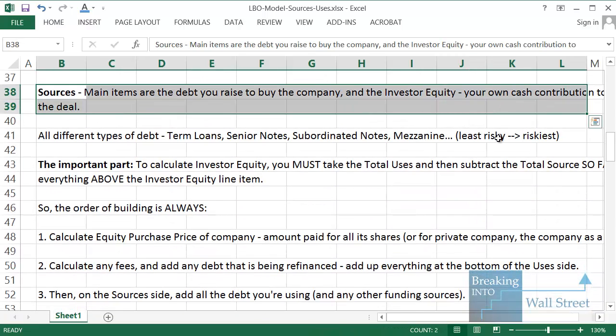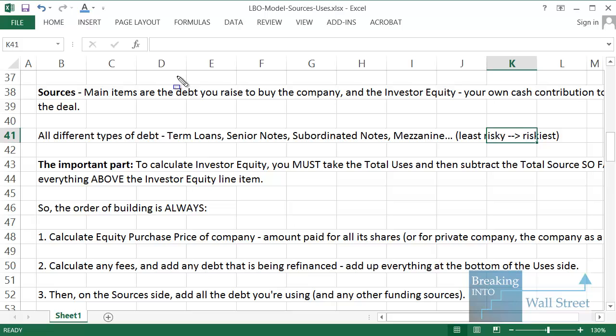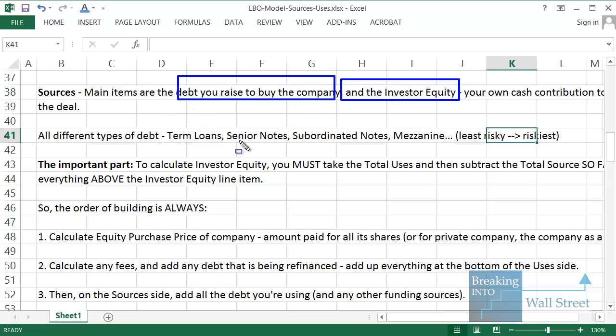Now, let's move to the sources side next. The main items here, as I say, are the debt that you raised to buy the company and then the investor equity. So all types of debt, you can have one tranche of debt or 2 or 10 or 15, and then the investor equity, what you have to put in personally to fund the deal. There are all different types of debt here. You have term loans, you could have a revolver, you can have senior notes, subordinated notes, mezzanine. I'm not going to get into the details of these because it's not what this tutorial is about, but I've arranged these in order of roughly the least risky to the riskiest form of debt.